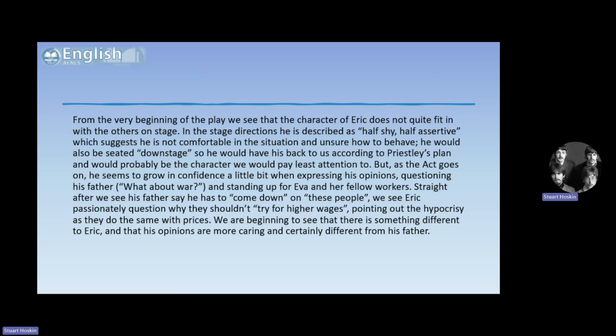Okay? Writing discursively, using subordination. We're beginning to see that there is something different to Eric, and that his opinions are more caring and certainly different from his father. And then a pretty plain and straightforward sentence that says, what is the point then? What's the impact? Seeing all this, we are beginning to, and notice beginning to, again, still making the point this is only the beginning part of it. Control of language. So effective in this.